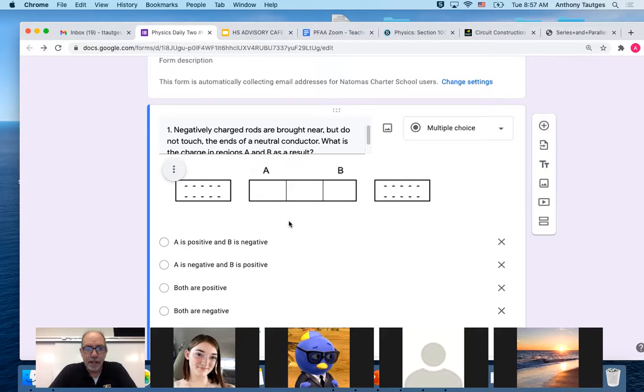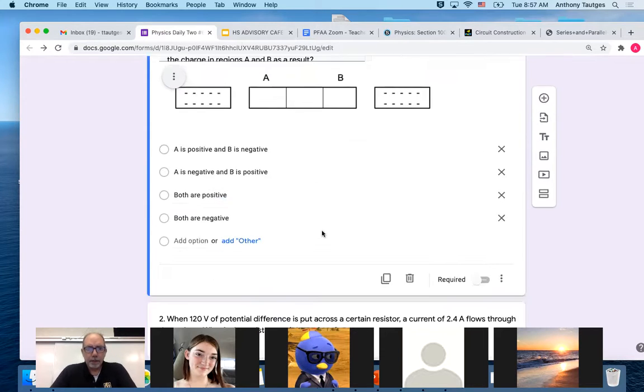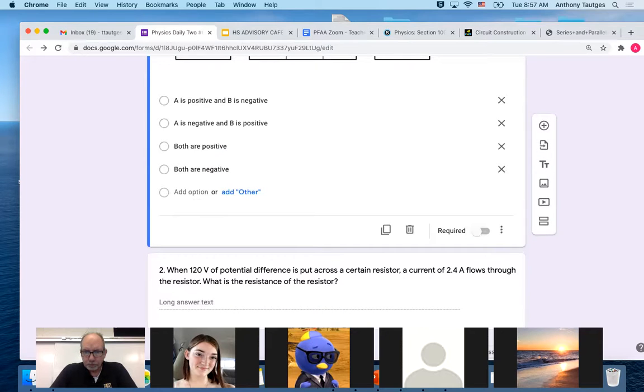Okay, questions, comments on that? All right, well then let's go to the second one. Okay, when 120 volts of potential difference, and potential difference is the fancy name for voltage, is put across a certain resistor, a current of 2.4 amps flows. What is the resistance of the resistor?